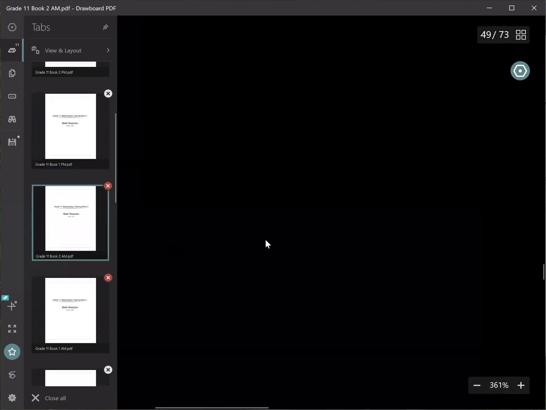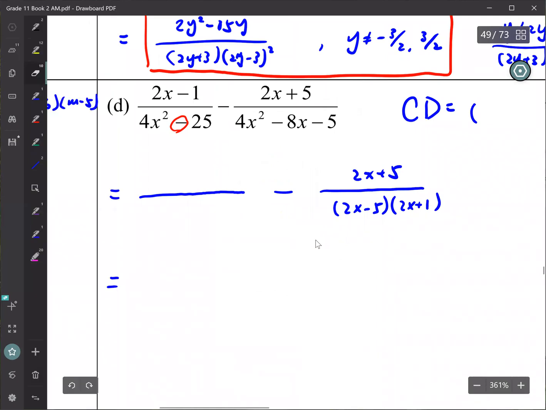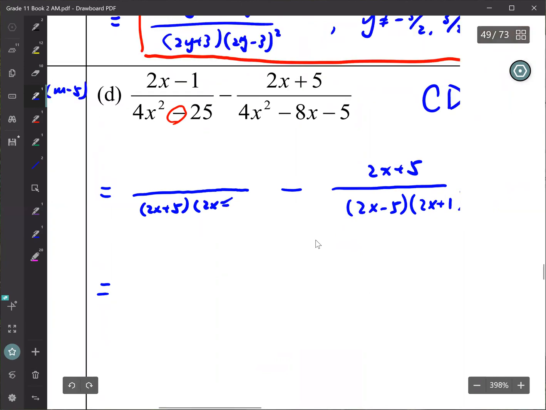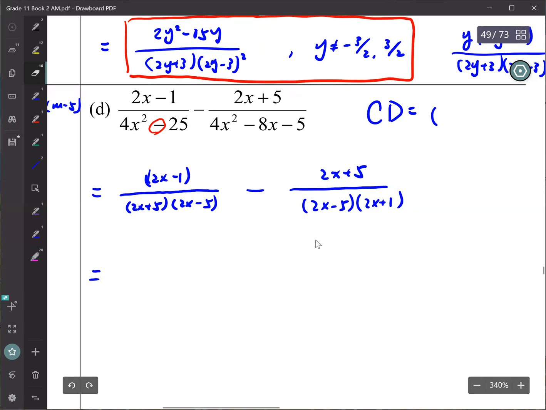Okay, so can you tell me how to factor the denominator for the first? I know the answer. It's 2x plus 5, 2x take away 5. Yeah, 2x plus 5, 2x take away 5. So what do you think the common denominator is now? 2x take away 5, 2x plus 5, 2x plus 1. Yeah, very good. Okay, so we need something that includes all 4 of them.